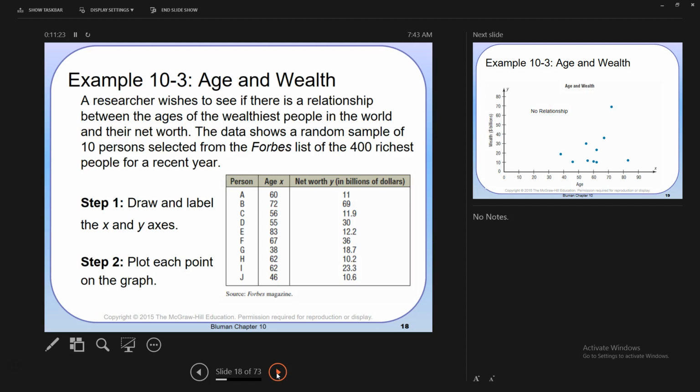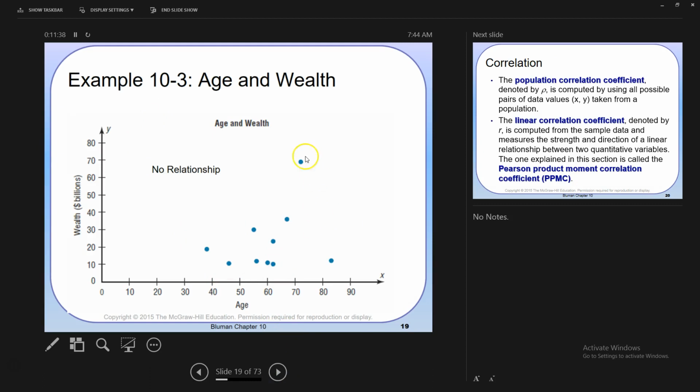And so the last one that they give us for an example here is a person's age and their net worth. They picked 10 people from the 400 richest people in the world, and they wanted to know if their age affects their net worth. If you graph this, you can see that this really doesn't lend itself well to a line. It's just kind of scattered all over. So they say that this has no relationship. I would guess if we did run some information on this, it might actually have an upward trend, but it's not very strong. It's a very scattered set of data. So this has little to no relationship.